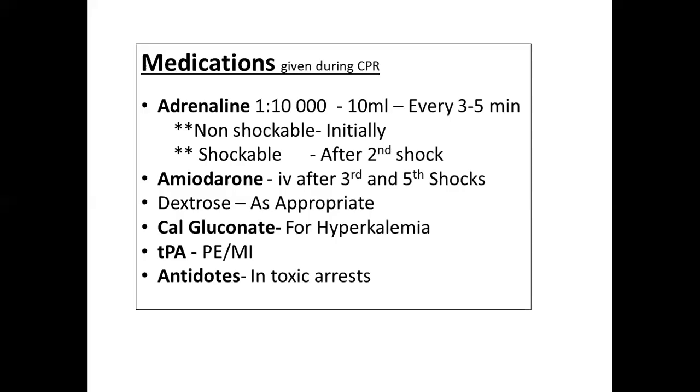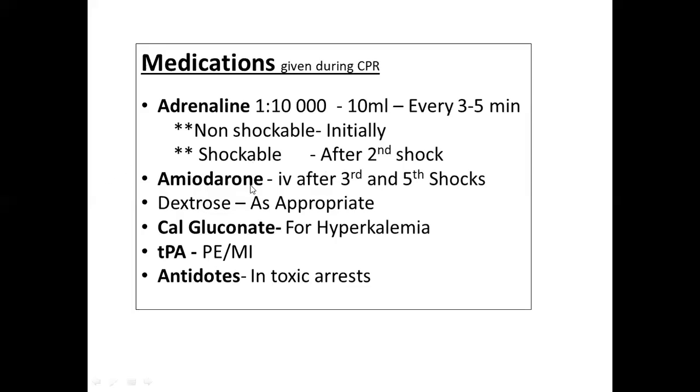So what are the medications you are going to give during cardiac arrest? We already discussed adrenaline. Adrenaline, we give 1 in 10,000, 10 ml every 3 to 5 minutes, at a central IV cannula, which is closer to the heart, ideally the cubital fossa, right? In the non-shockable rhythm, initially we give it, and after that every 3 to 5 minutes. In shockable rhythm, after the second shock we give adrenaline, and after that every 3 to 5 minutes.